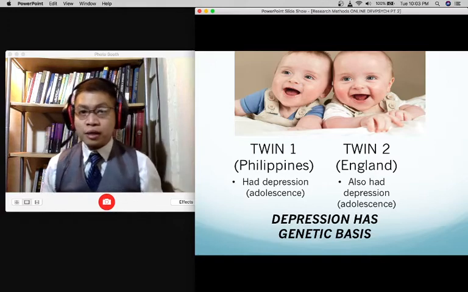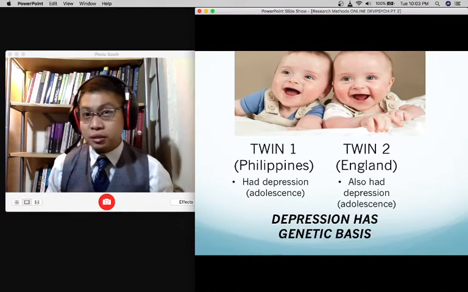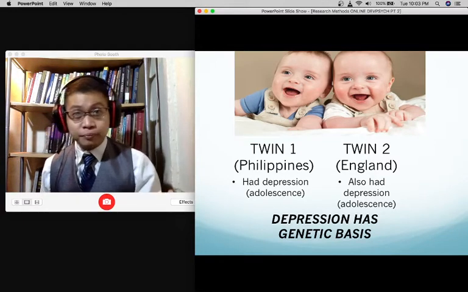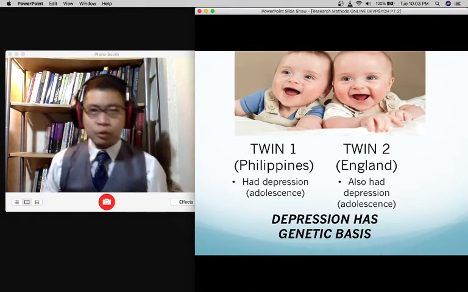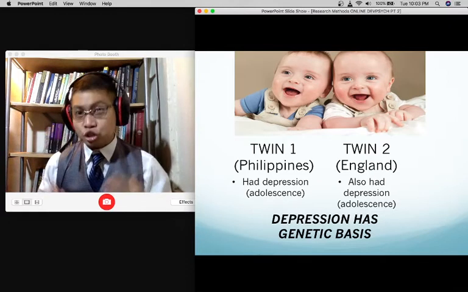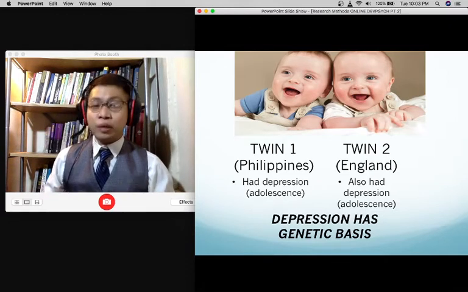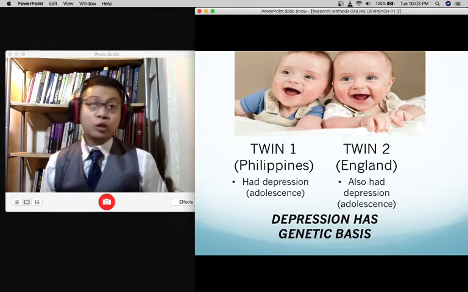But of course, we are not saying it's 100% genetics. Meron ding role yung environment, right? But based on the studies, it seems like between genes and environment, mas malaki ang hatak ng genes. Mas malaki ang influence ng genes sa depression compared to environment.